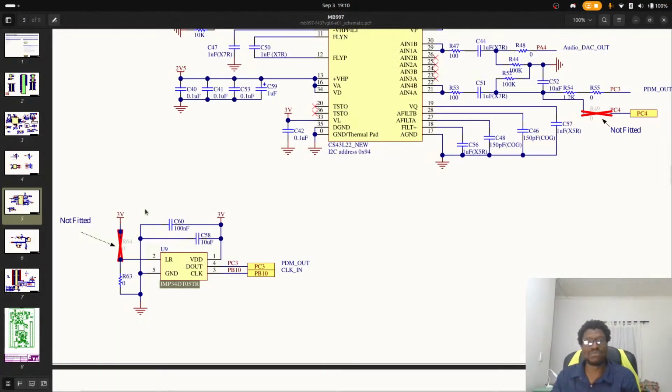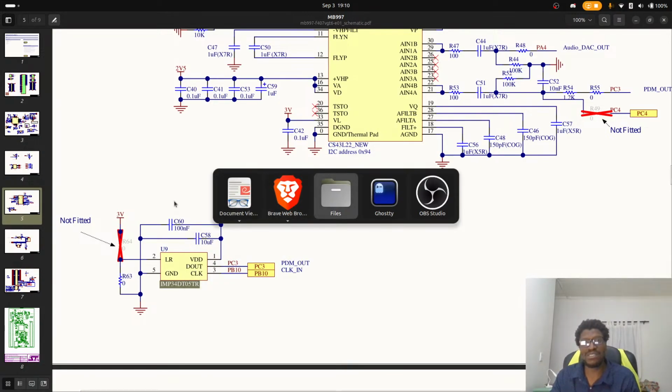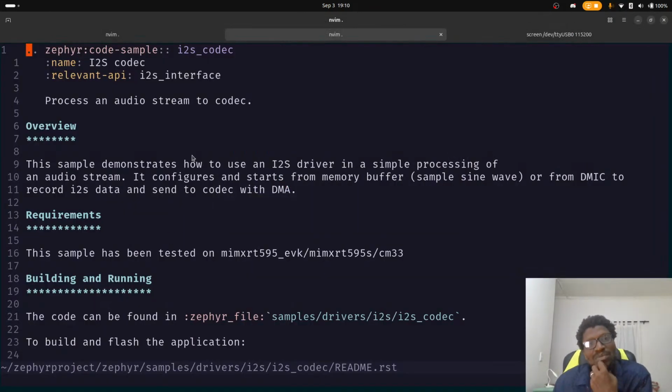Okay, cool. So what does this do? Let's look at it again. This sample demonstrates how to use an I2S driver in simple processing of an audio stream. It configures and starts, from a memory buffer, a sample sine wave, or from a digital mic, to record I2S and send I2S data to the codec.